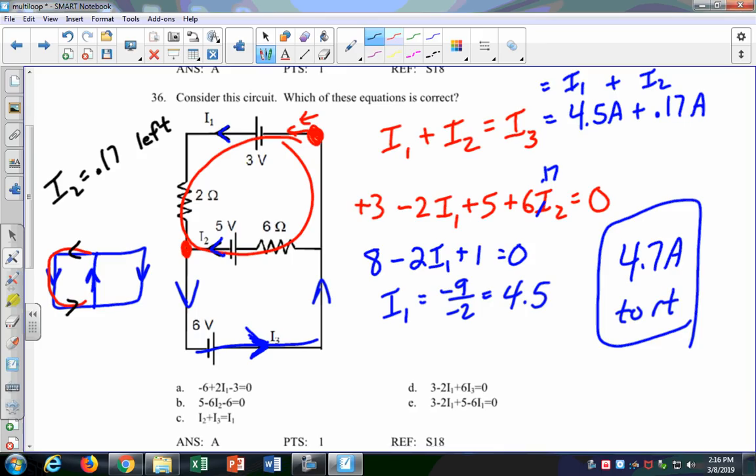Okay, and students sometimes miss this, that I have three distinct currents. I have a current here, I have a current here, and I have a current here. And those are all three different currents.